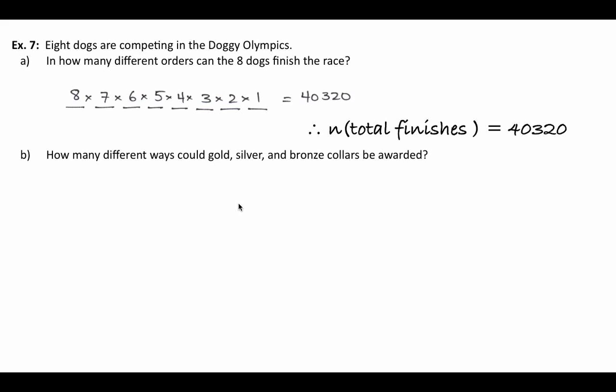Okay, now this was finishing the race, which means all 8 dogs finish in 8 spots, right? How many ways could we do gold, silver, and bronze collars? Yes. Okay. So we don't give dogs medals. We give them collars. Gold, silver, and bronze collars. And so how many ways could these 3 positions, first place, second place, third place, be awarded?